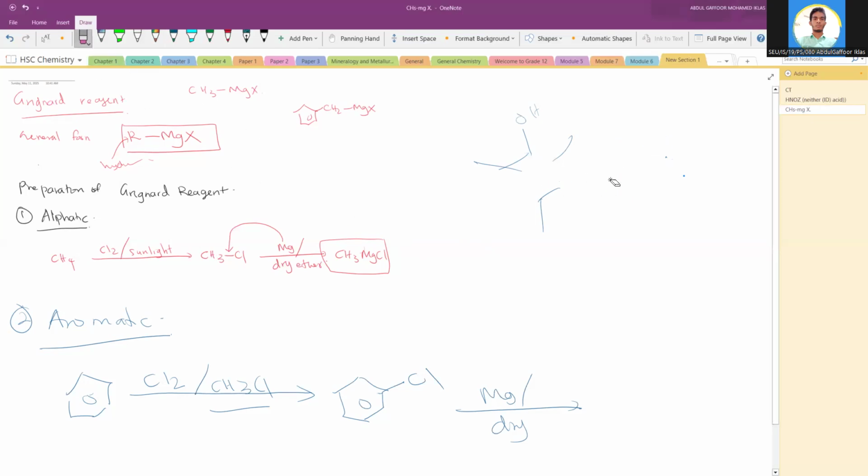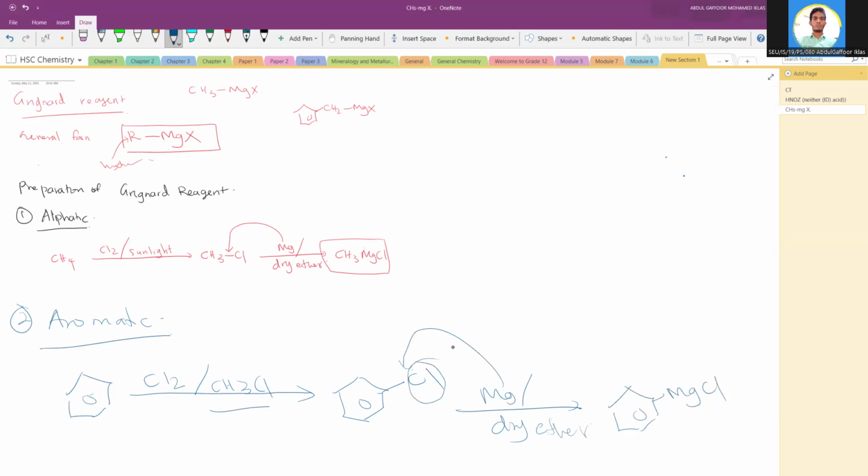Now with Cl2 and a catalyst, Cl will definitely be added. This is called halogenation on the benzene ring, adding halogen to the ring. Again, if you put Mg and dry ether, what would you get? Benzene with MgCl. Magnesium is added in between the benzene ring and chlorine. So this is how aliphatic and aromatic Grignard reagents are formed.